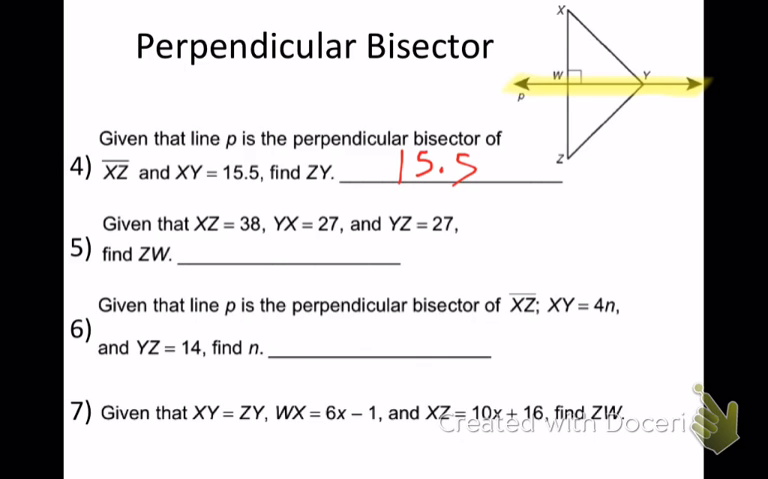Okay. Number 5. Given that XZ is 38, YX is 27, and YZ is 27, I want to find ZW. Rennie, what's ZW going to be right here? 19. How'd you figure that out? Yep, take 38 divided by 2. Nice job. Next one here. Given that line P is the perpendicular bisector of XZ, XY equals 4n and YZ equals 14. How would I solve that, Tyler? You do 4n equals 14. And then do what?